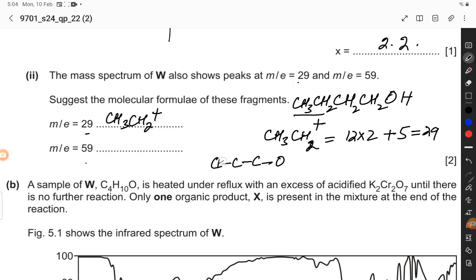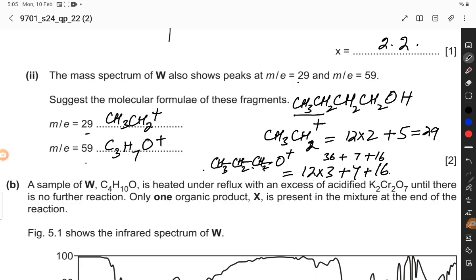And O, CH3, CH2 and CH2O positive ion, and this is equal to 12 into 3 carbon atoms, plus 7, plus 16. So this is equal to 36 plus 7 plus 16. This is equal to 59. So it is the C3H7O positive peak.